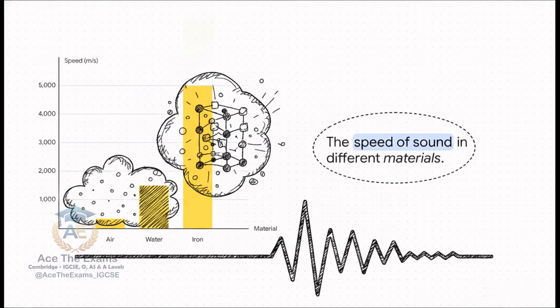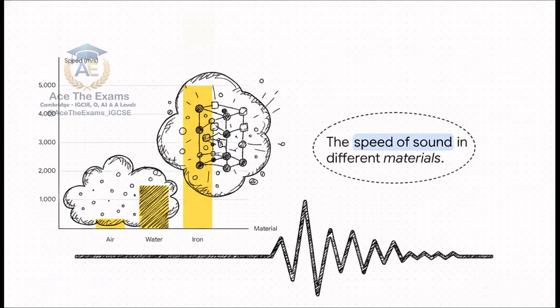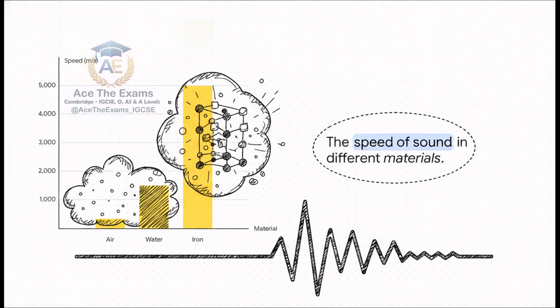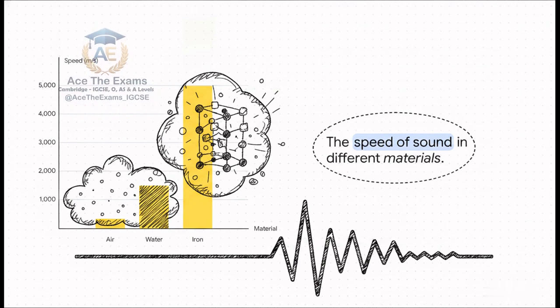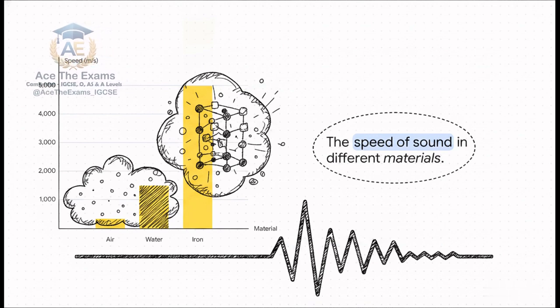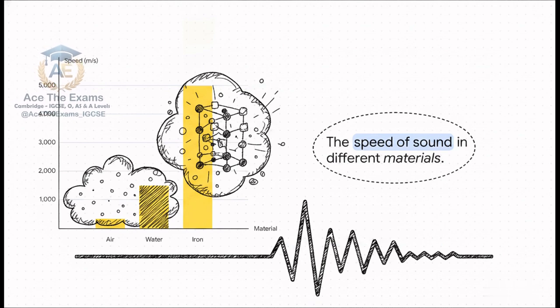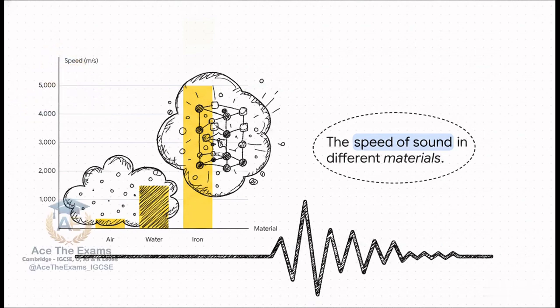But check this out. The speed of sound isn't fixed. It drastically changes depending on what it's traveling through. In air, like we said, it's about 330 meters per second. But in water, it jumps up to 1,500 meters per second. And in solid iron, a massive 5,000 meters per second. It seems kind of counterintuitive, right? But remember those dominoes? Because particles are packed so much closer together in solids than in liquids or gases, those vibrations can be passed from particle to particle far more easily and way more rapidly.